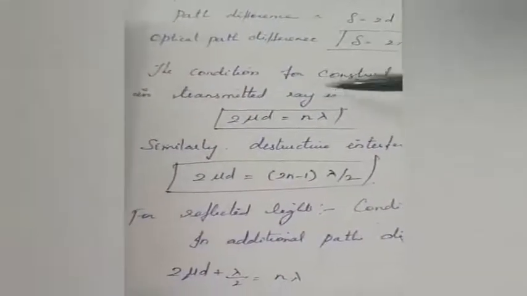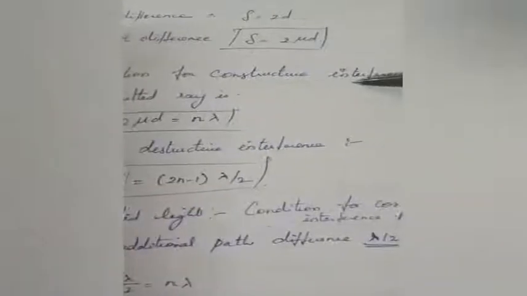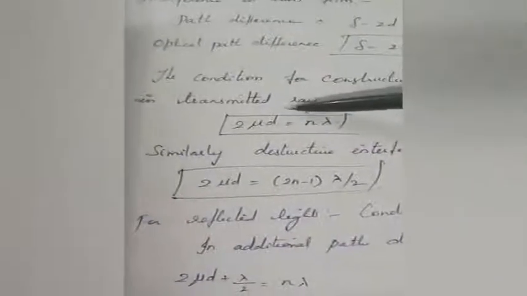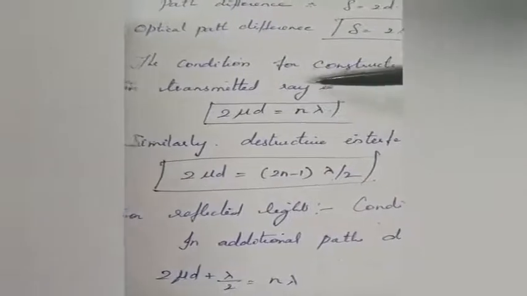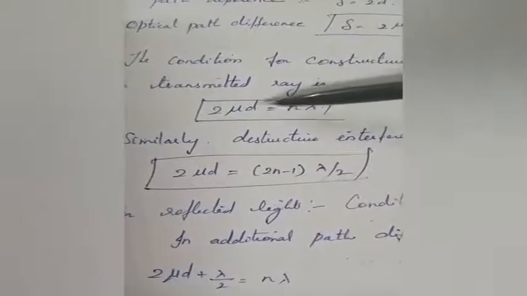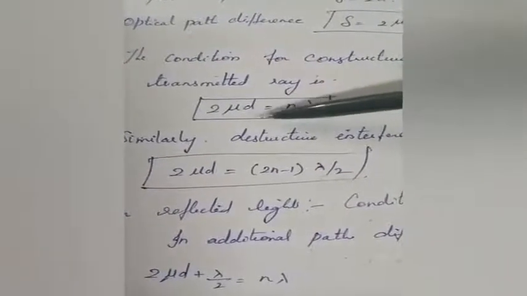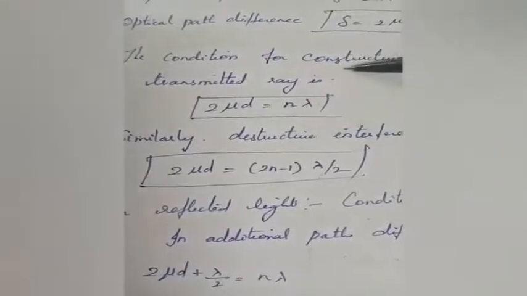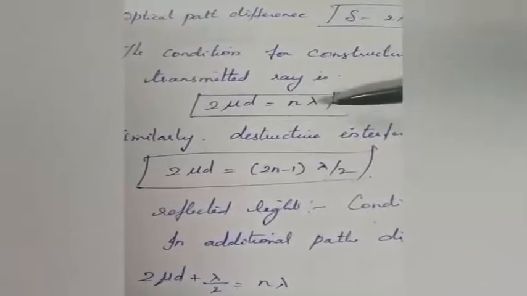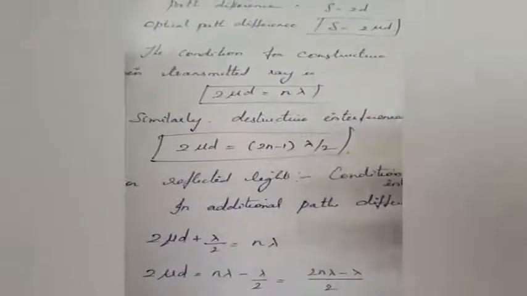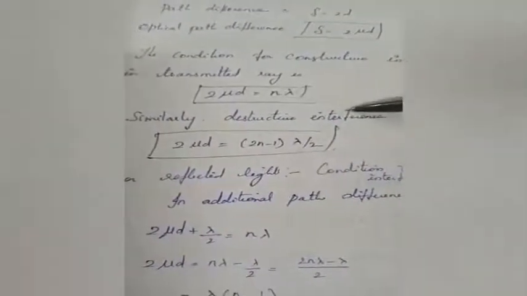Then the condition for constructive interference for a transmitted, refracted ray: 2 mu d is equal to n lambda. Similarly, for destructive interference, 2 mu d is equal to (2n minus 1) lambda by 2. So this is the destructive interference.